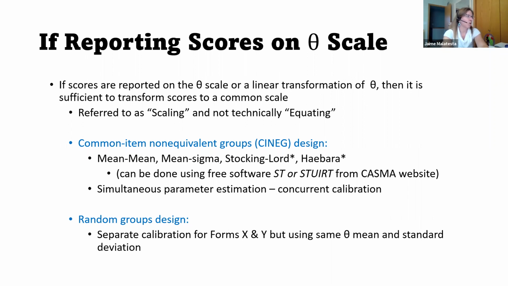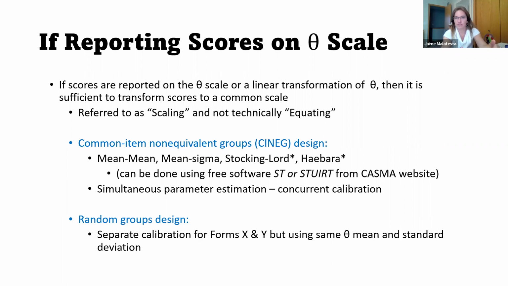Under the common item non-equivalent group design, you can also use simultaneous parameter estimation, also known as concurrent calibration, where you lump data from form X and form Y together, and you have the common items overlapping between the two forms, and you do one run of, say, BILOG or flexMIRT, and in that sense, items and person estimates are placed on the same scale. And so that's the scaling that sets the score scales to be comparable across the two forms when you're using the theta scale for reporting, or a linear transformation of the theta scale.